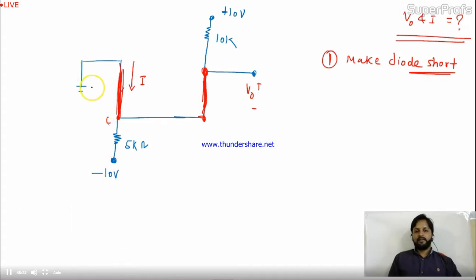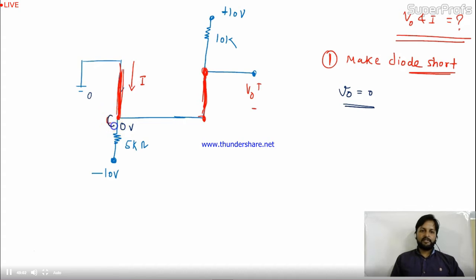Okay, fine. Once D1 is short circuited, this 0 is directly over here. This is 0 volt. If this is 0 volt, this is also 0 volt, because they are connected with one wire. Simple short circuit, there is no resistance in between. So V0 is simply 0. But we have to check whether our assumption is correct or not.